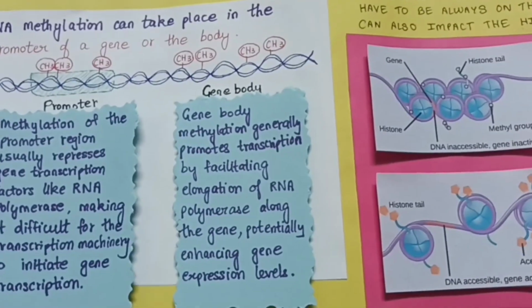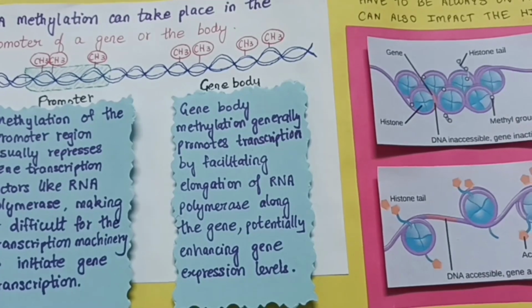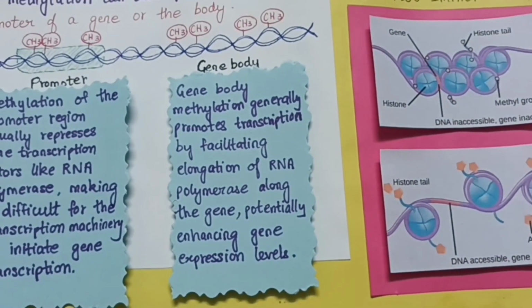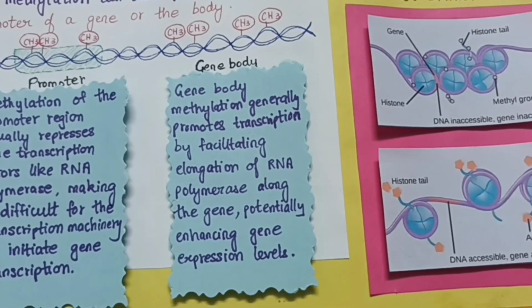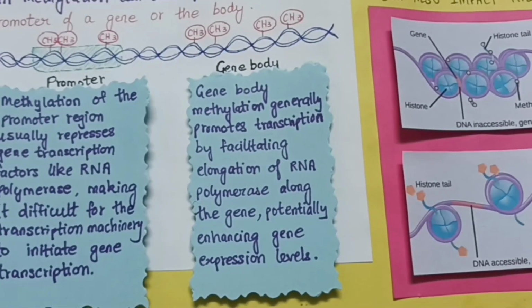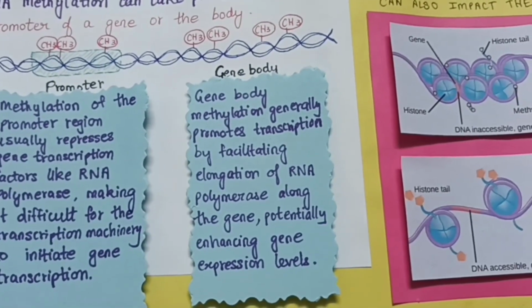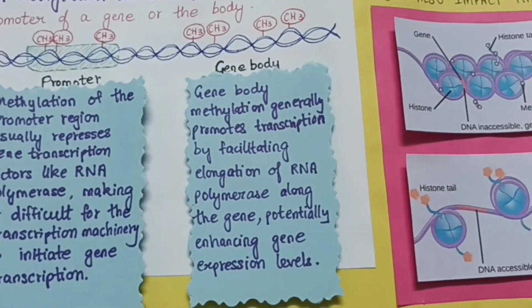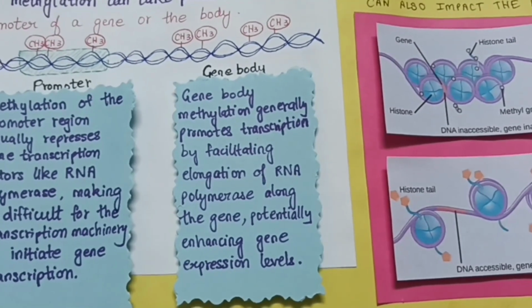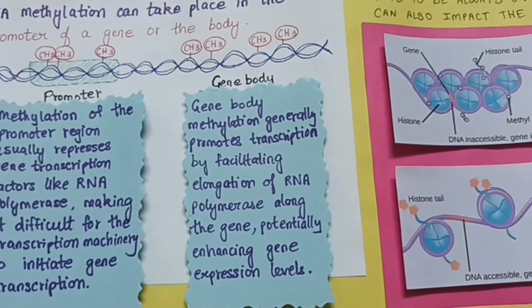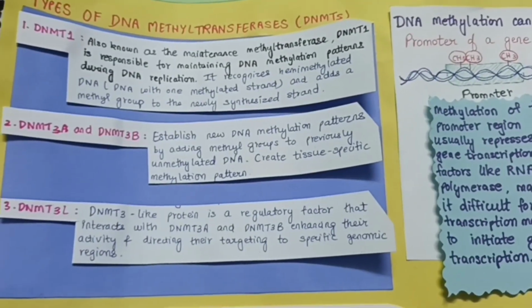And then, talking about your gene body, it is the opposite. When your gene body is methylated, it promotes transcription by facilitating elongation of RNA polymerase along the gene, potentially enhancing gene expression levels. In general, it is methylated at the CpG site, which is a cytosine guanine site. So here what happens is it loosens the chromatin in such a way that it facilitates transcription when your gene body is methylated.